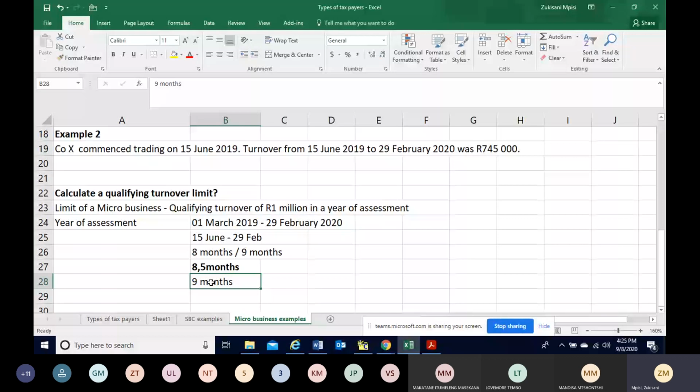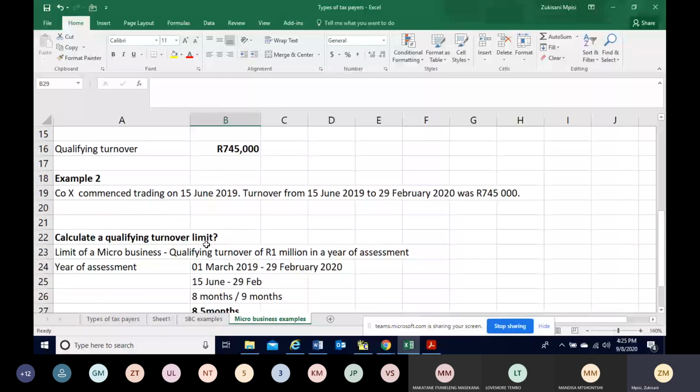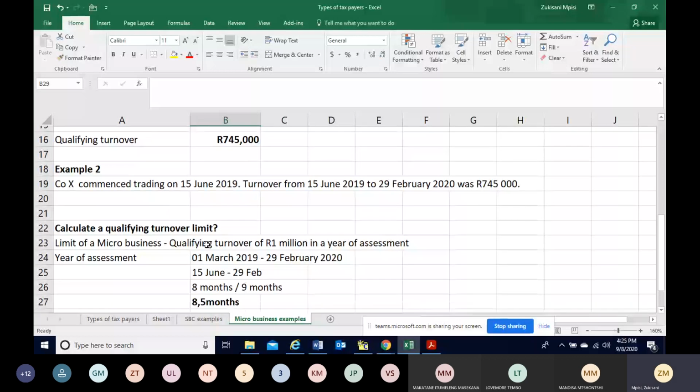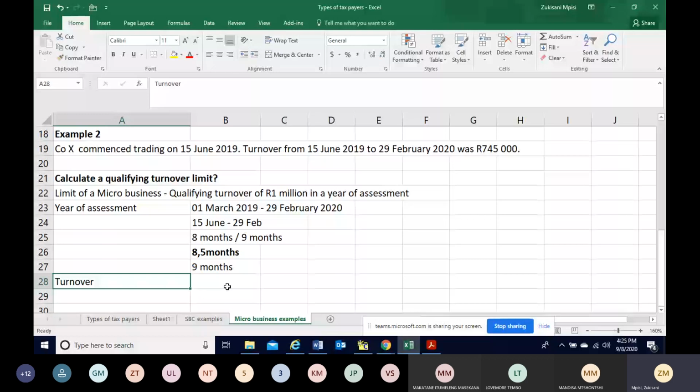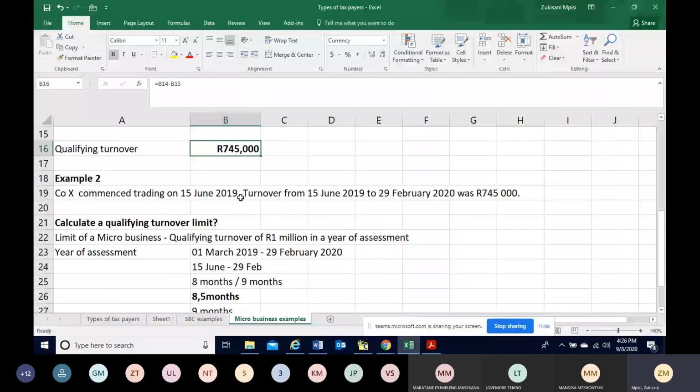So now, if we know how much the turnover was, which was provided in the question, the turnover was 745 as given in this example. So when we are calculating a limit, our limit is going to say 1 million multiplied by 9 divided by 12 months, which gives us 750,000. Sorry about that.